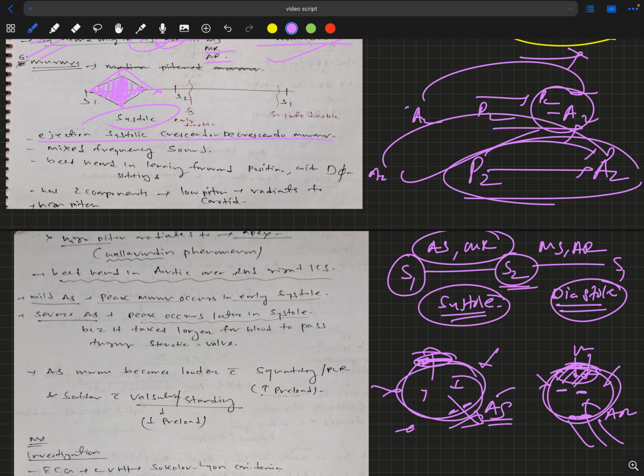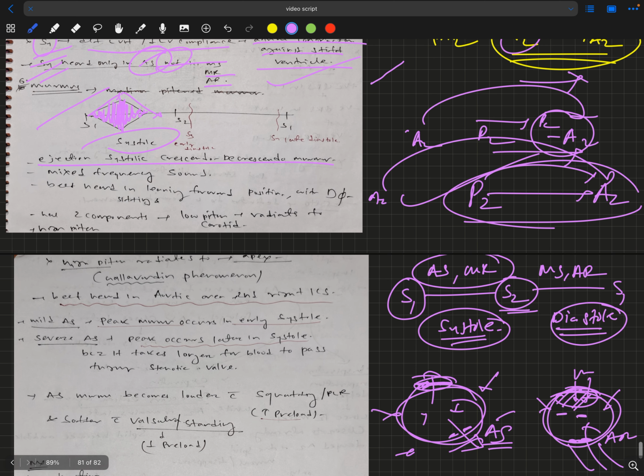So this is an ejection systolic murmur because it is occurring during systole. During systole, blood is flowing through this narrow channel. That is what is creating the murmur. It is an ejection systolic crescendo-decrescendo murmur. During the ejection of blood, during systole, crescendo means the murmur intensity is increasing, attaining a peak, then it is decreasing. This is what is happening here. So it's a mixed frequency sound, best heard in the leaning forward position with the diaphragm of the stethoscope in sitting position.